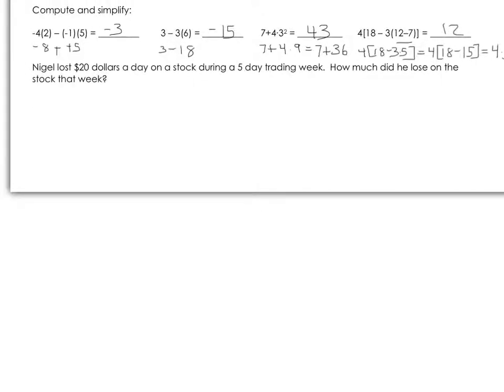Nigel lost $20 a day on a stock during a 5-day trading week. How much did he lose on the stock that week? So he lost $20 a day. If he's losing money, that sounds negative. Negative 20 a day, so during a 5-day trading week, negative 20 times 5 is negative 100. He lost $100 on the stock that week.